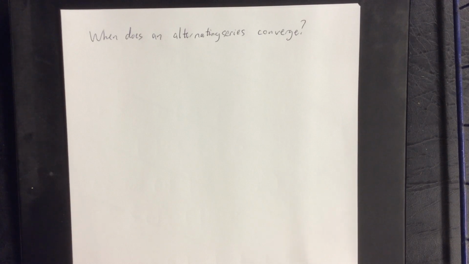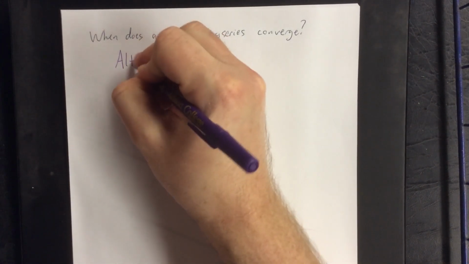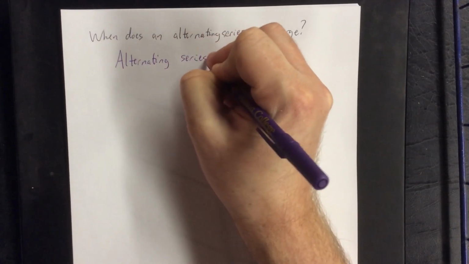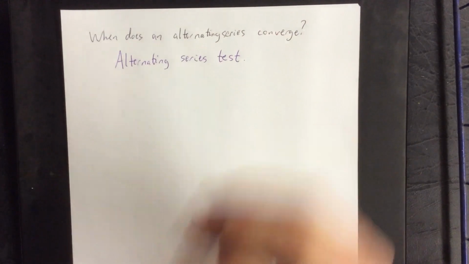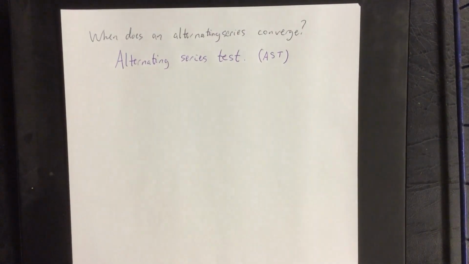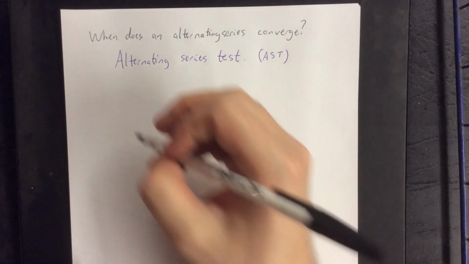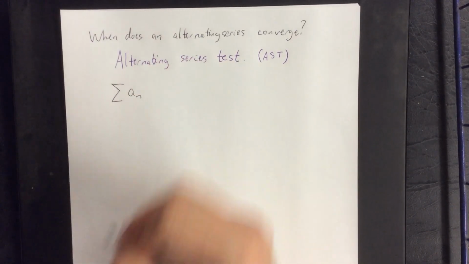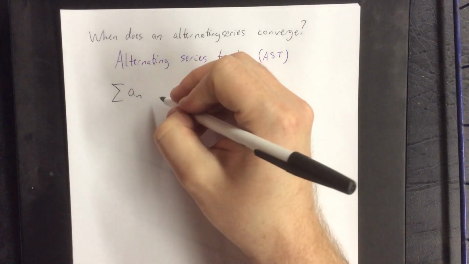So a great question to ask is, when does an alternating series converge? And for that, we have decided to give it its own special name. It is called the Alternating Series Test. Because it comes up from time to time, we will abbreviate it. This will be the AST for Alternating Series Test. So with that in mind, let's say that we have a series that we refer to as the sum of a sub n.